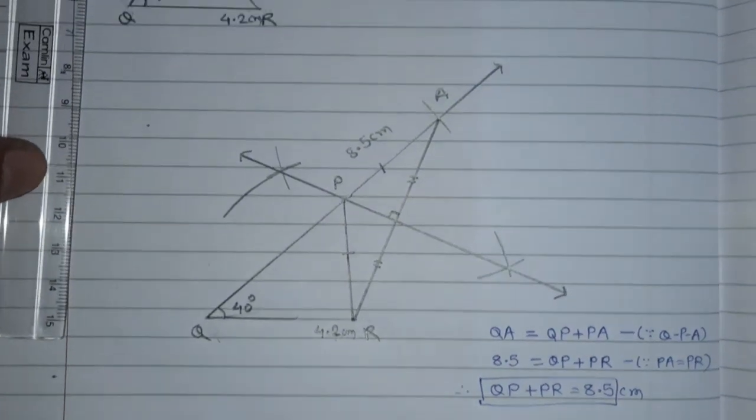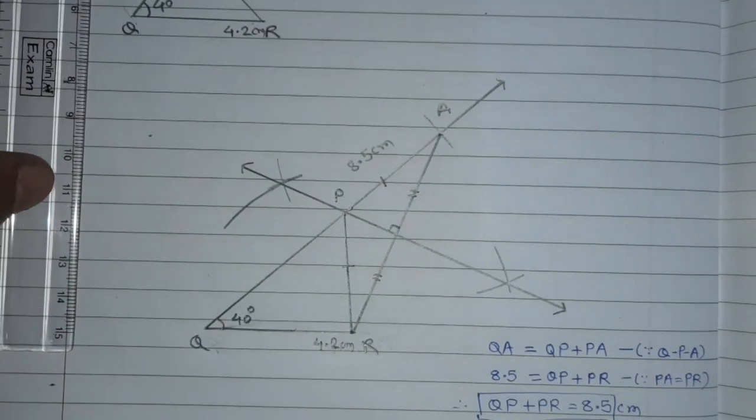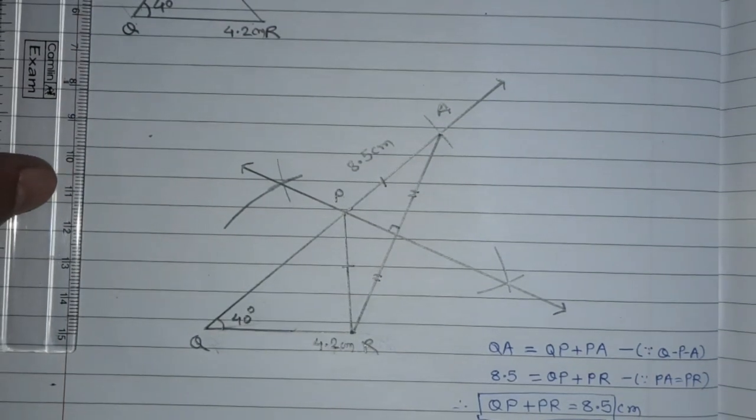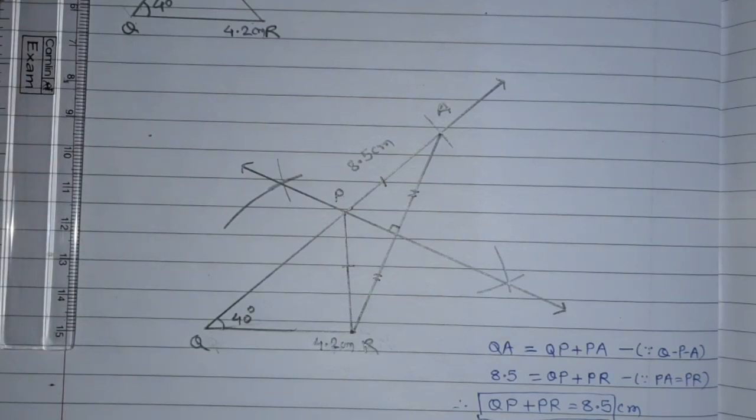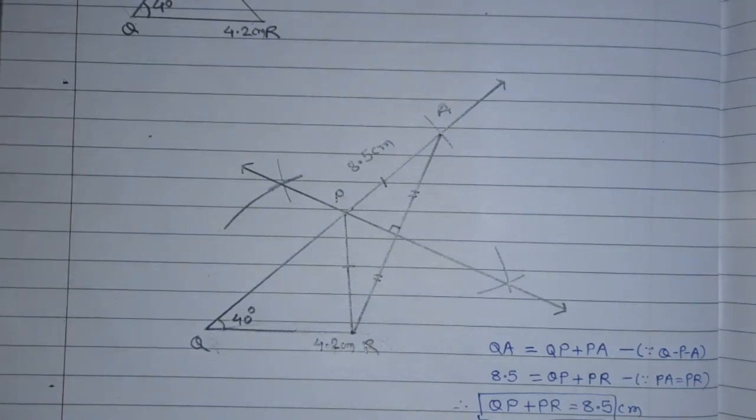Practice doing the construction. Neatness and accuracy are most important. If you want to get full marks, then you must do the practice. And without practice, you can't draw the construction accurately and neatly.